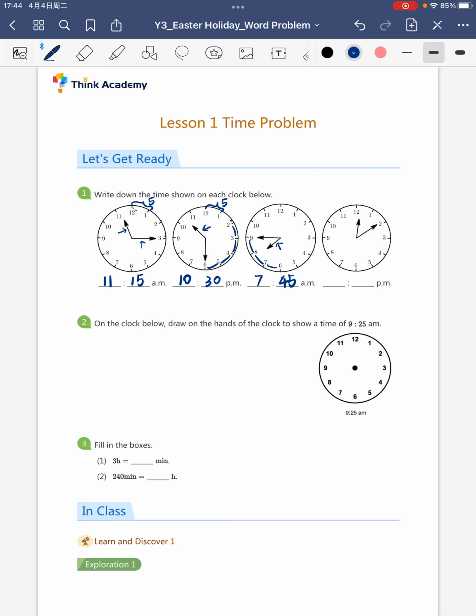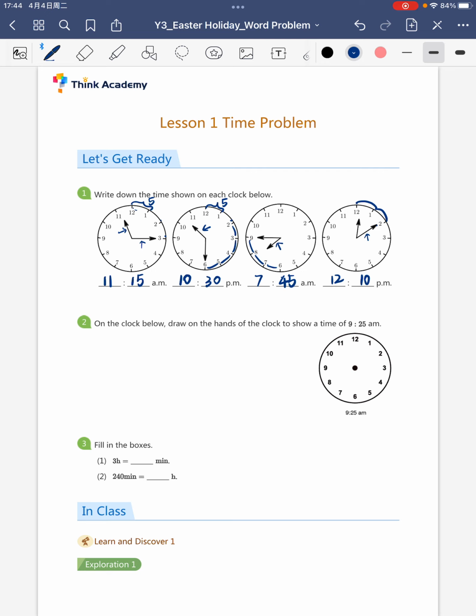And for the first one, we need to find the hour hand at first. Where is the hour hand? It's between 12 and 1, right? So we will choose 12 as our hour. And for the minute hand, the longer one, it is pointing to 2. So we have 5 minutes and 10 minutes. So the time now is 12:10 p.m.